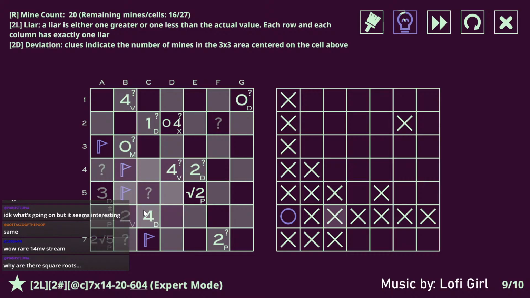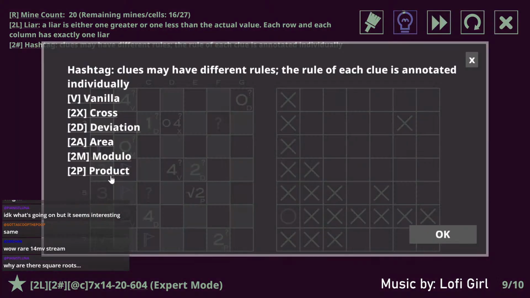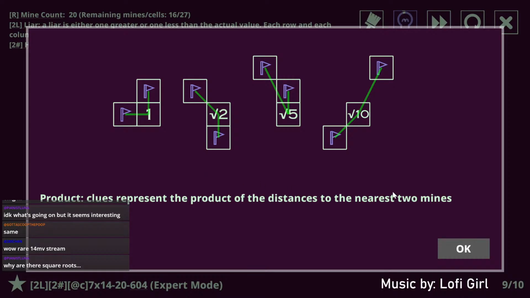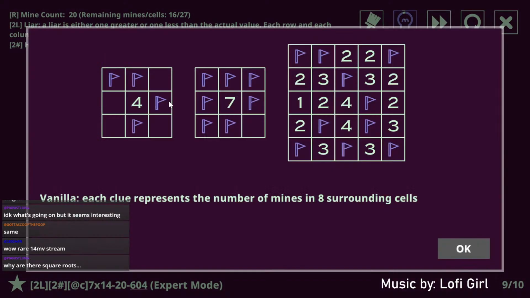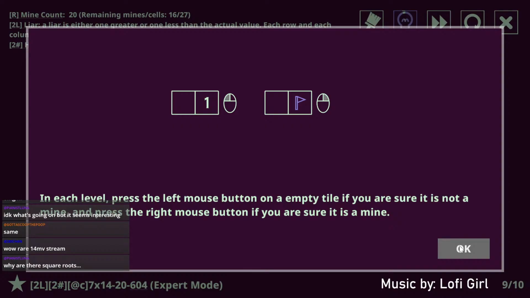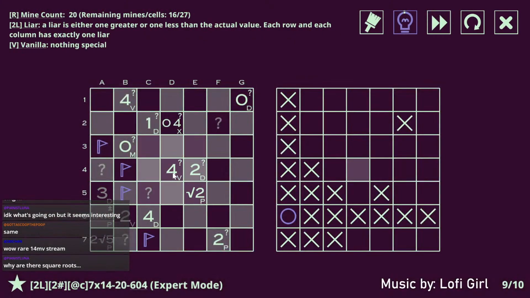Oh, why are there square roots? Let's see. Square roots. Clues represent the product of the distances to the nearest 2 mines. So yeah, quick example, these 2 mines are root 2 away from the clue, so that product is just 2. Wow. Oh, look, tutorial. Jeez. Okay.